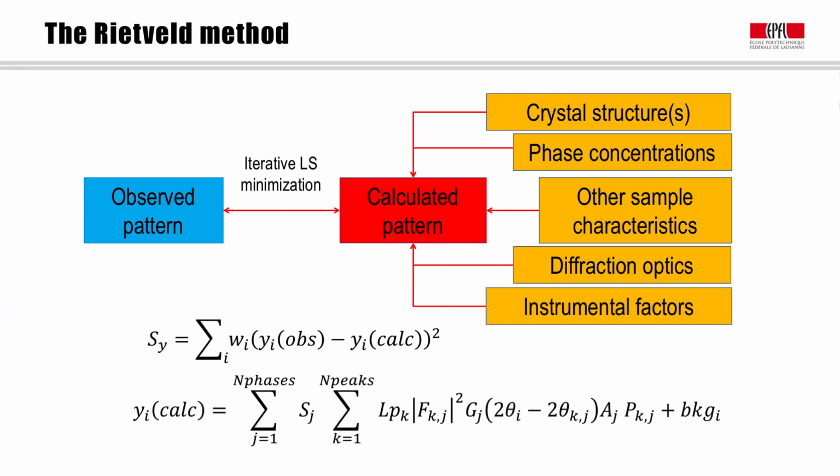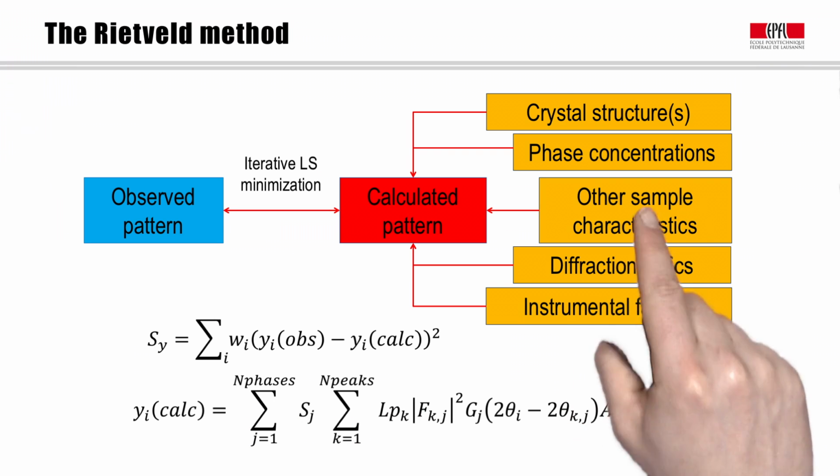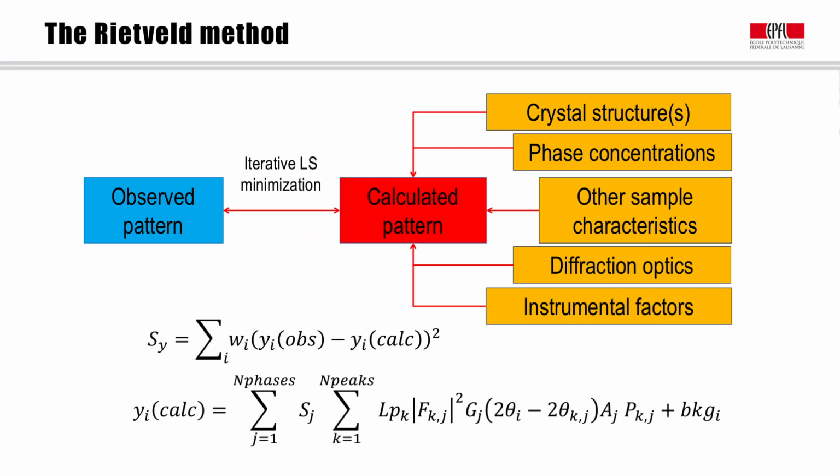Here, the sum of the statistically weighted square differences between the observed and the calculated intensities is minimized over the whole pattern. The calculated pattern takes into account crystal structure information, phase concentrations, and other sample characteristics such as microtexture, but also diffraction optics and instrument-dependent parameters such as the X-ray source, which are being taken into account when calculating the X-ray powder diffraction pattern.